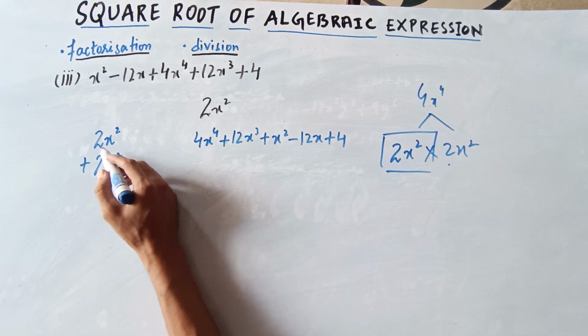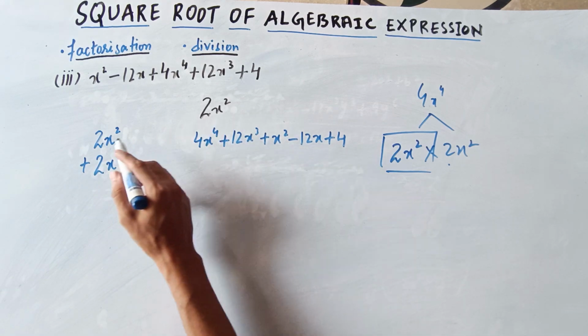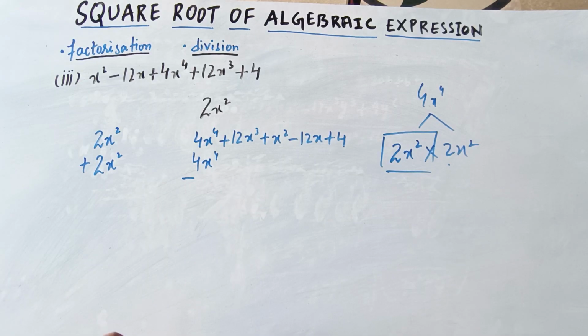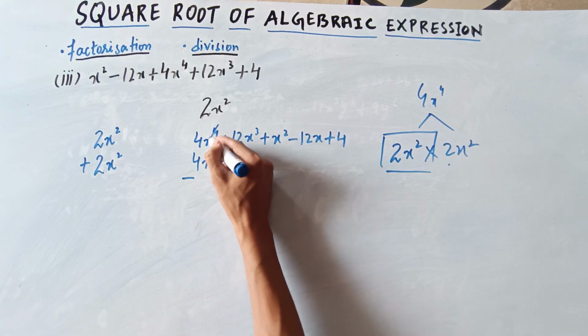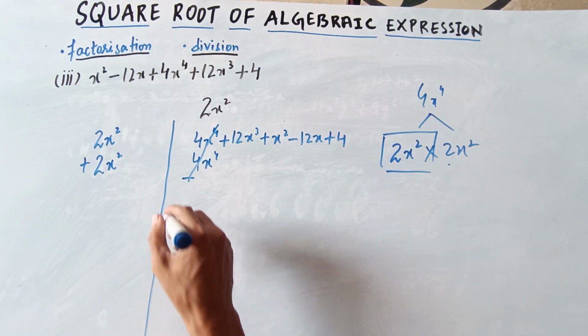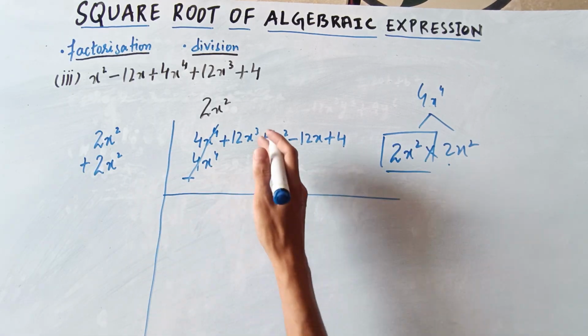Now what you need to do is multiply 2 by 2, it will give you 4x power 4. Now you can see the first term will cancel. Now whatever is left, you can write it in the next step.